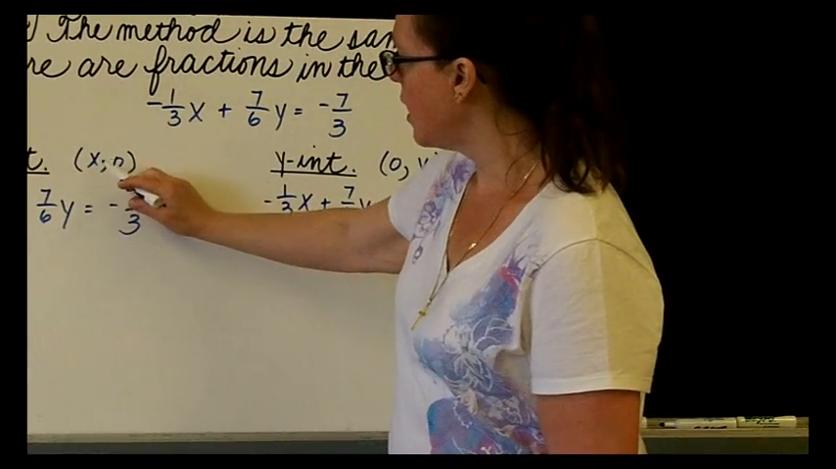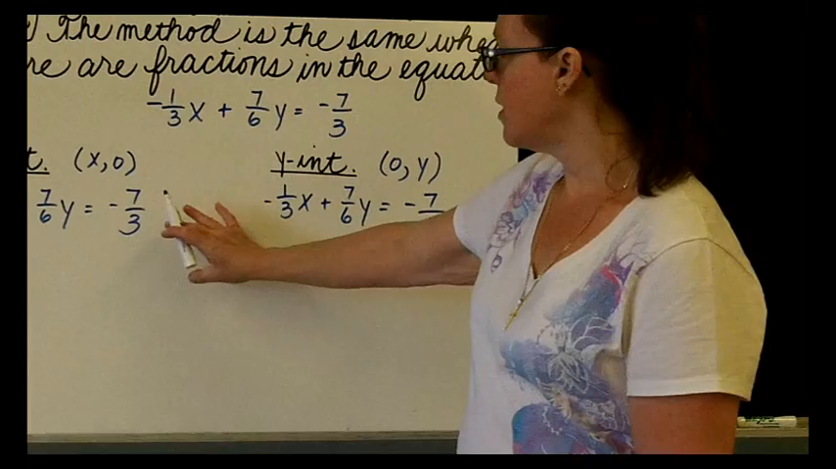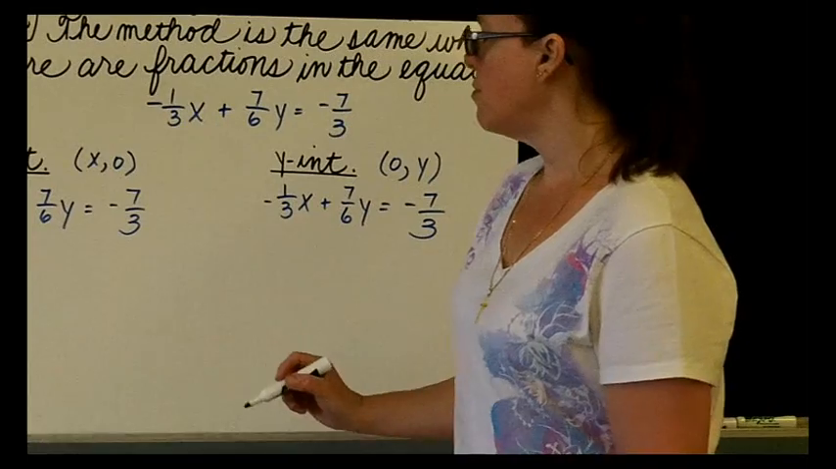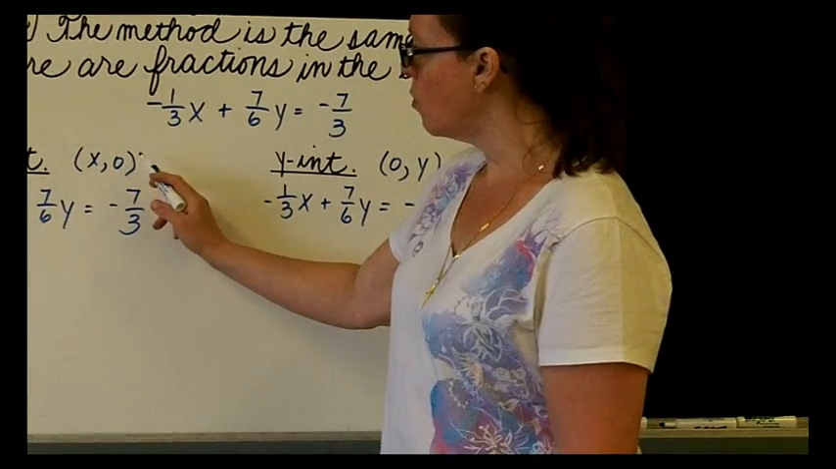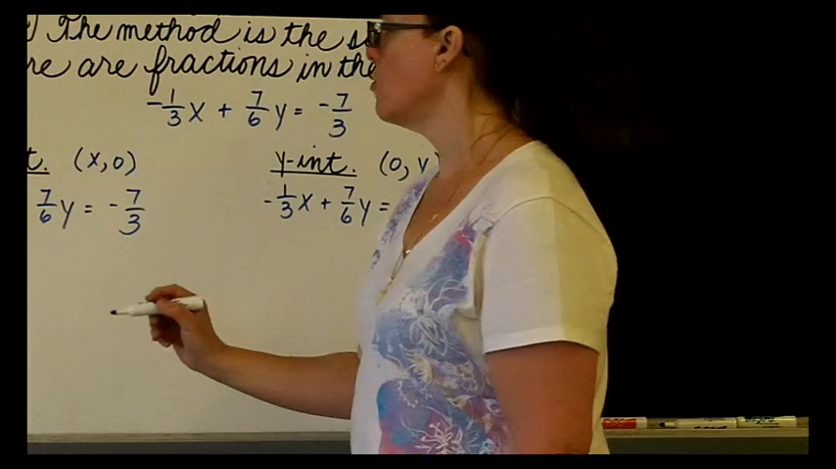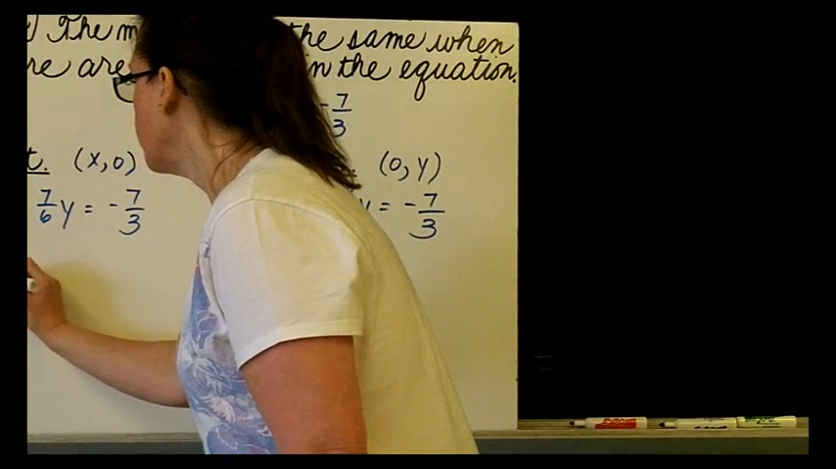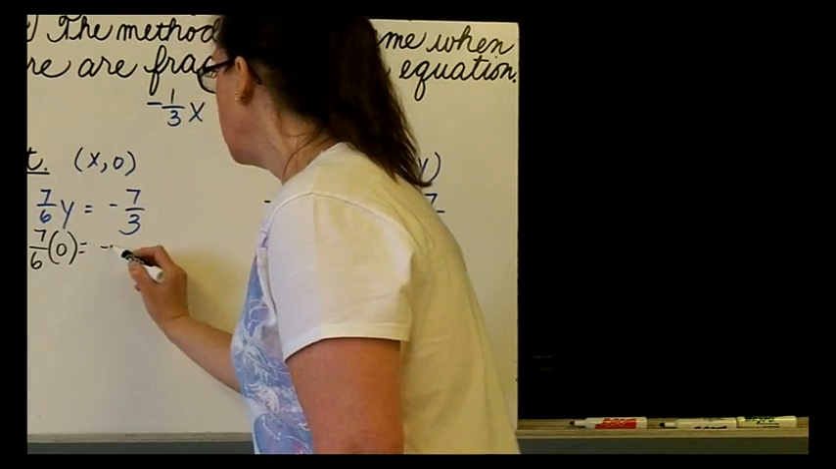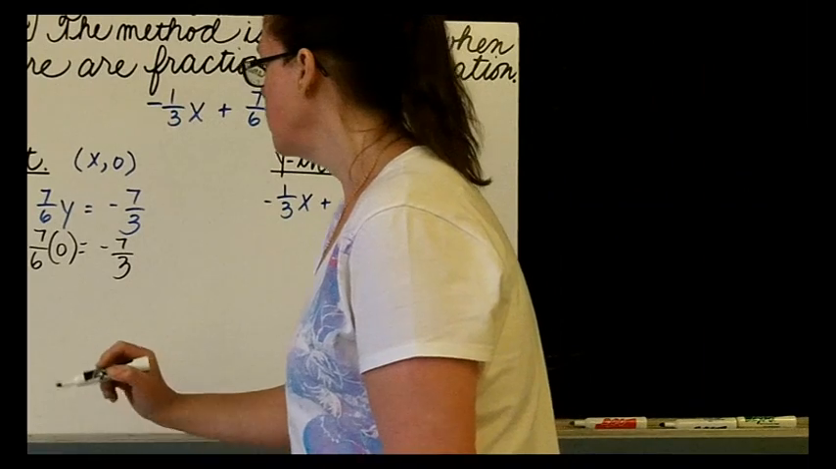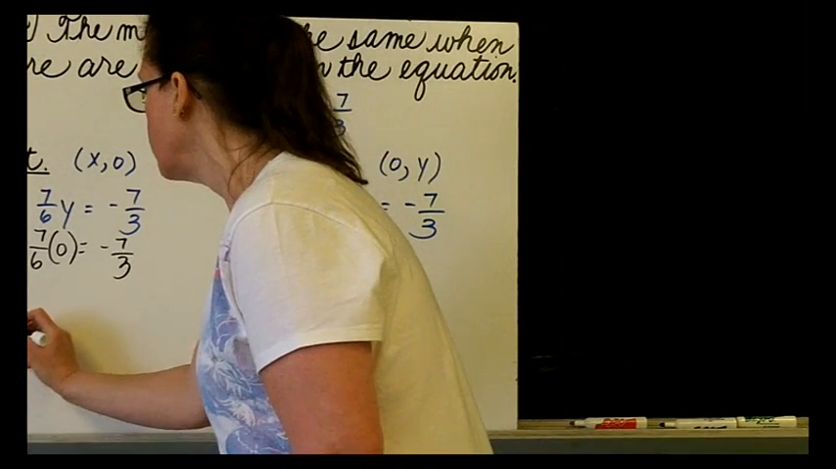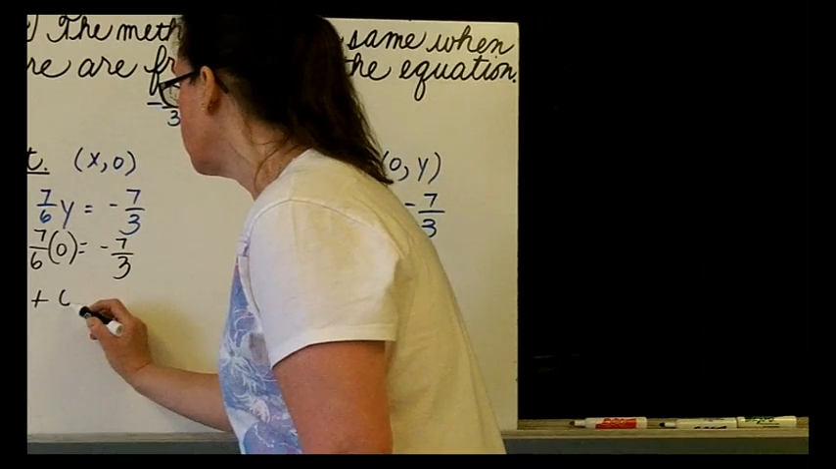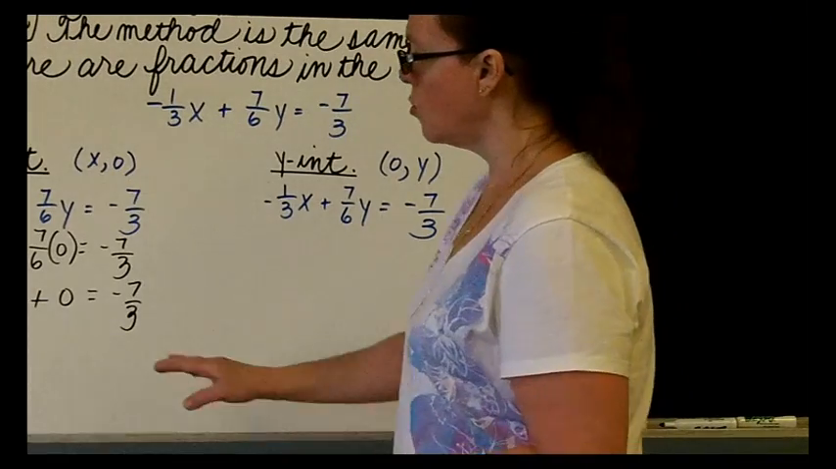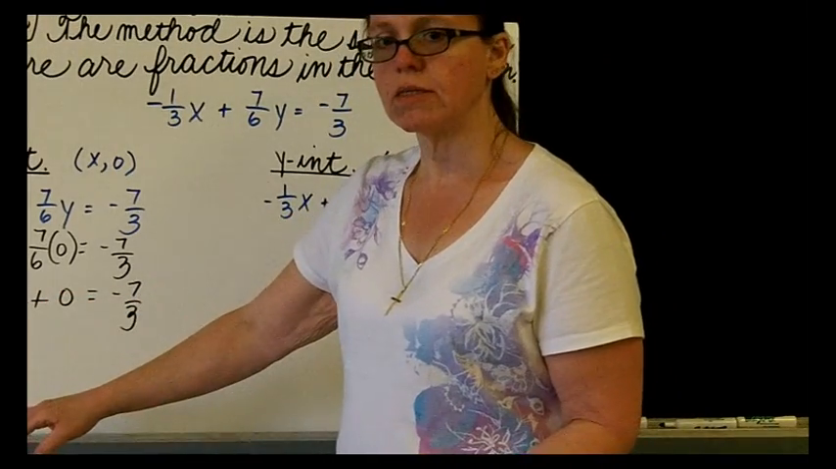So I write the coordinate x, 0, and then what I did was I followed our second step. I rewrote the equation, and our third step, if you remember, is to now substitute the y with the 0. So we have -1/3 x plus 7/6 times 0 equals -7/3. Our next step is to simplify. So we have -1/3 x plus 0 equals -7/3. And now you know that we have to isolate the variable. We want the x by itself.